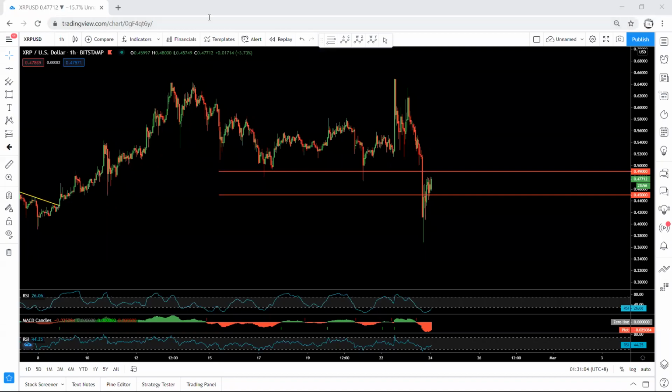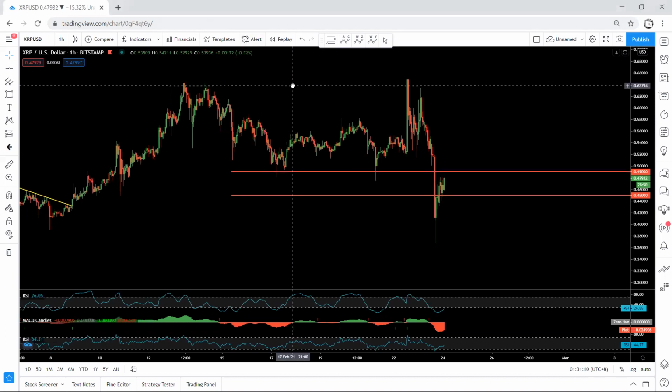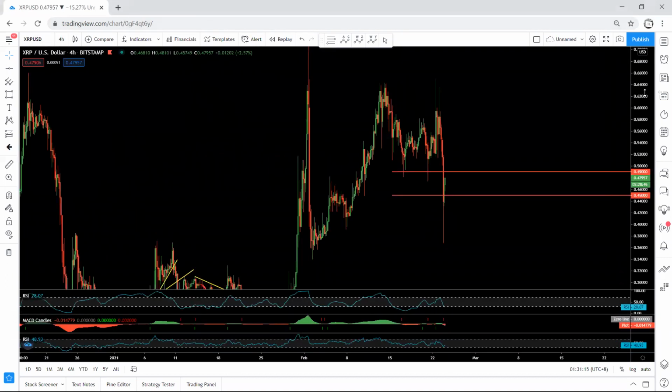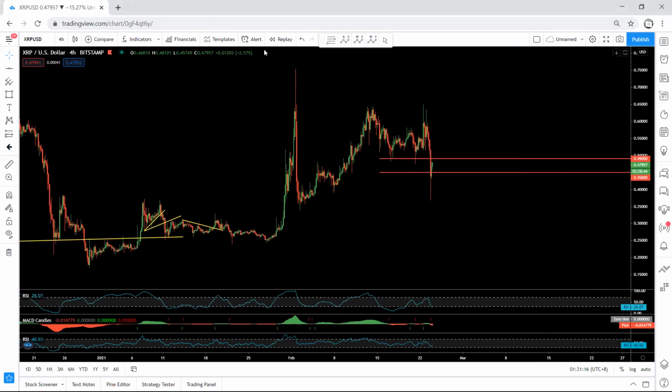XRP. Before I analyze the chart, I need to mention that I shared a video on my channel regarding XRP, and why we're expecting the price can drop. If I move the chart forward, if you remember, when the price was within this range, I kept mentioning that we can expect the price to drop, similar to what we have here. And we can see the price drop.